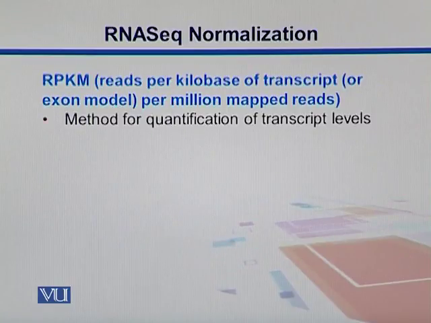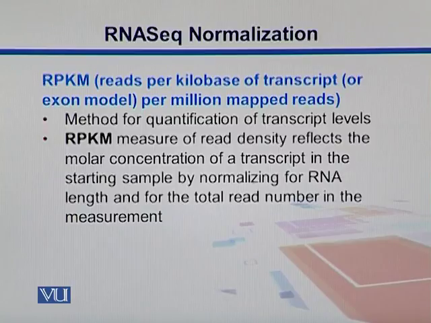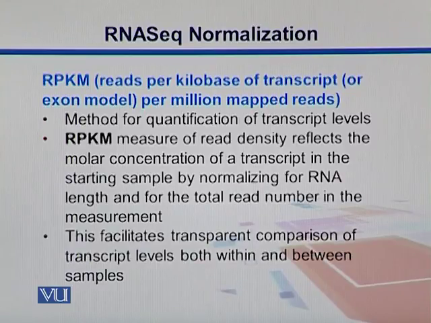Mortazavi et al. provided this normalization method. We call it RPKM. It stands for reads per kilobase of transcript or exon model per million mapped reads, a method for quantification of transcript levels. The RPKM measure of read density reflects the molar concentration of a transcript in the starting sample by normalizing for RNA length and for the total read number in the measurement. It facilitates transparent comparison of transcript levels both within and between samples.